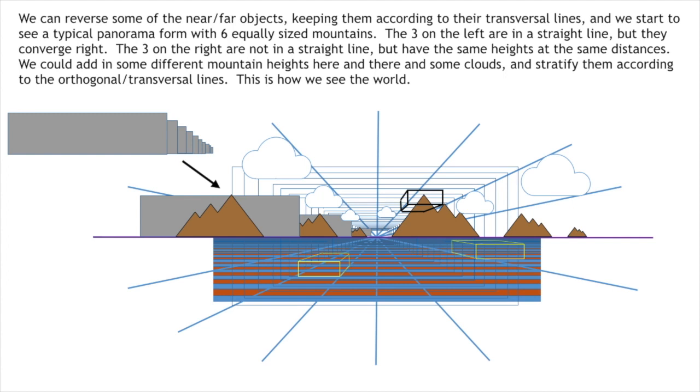And we can add in some different mountain heights here and there, and add in some clouds, and then stratify them again along these orthogonal lines that we would have to figure out according to our eye height as to how they would stratify. And this is essentially how you see the world. This is your perspective.